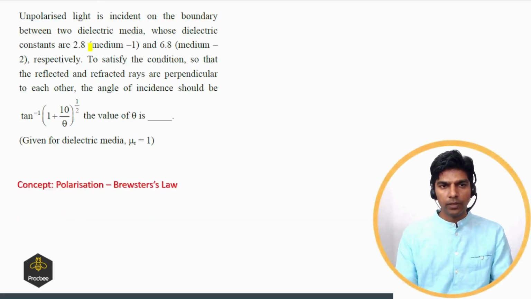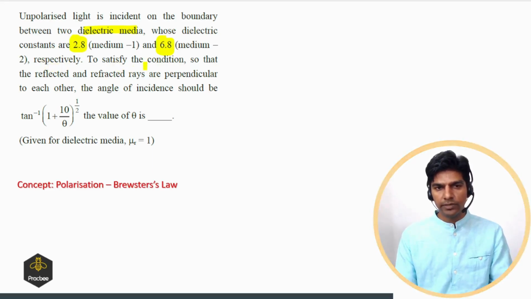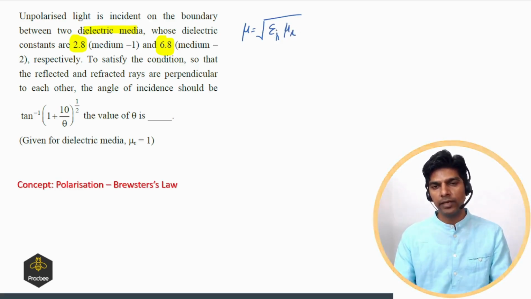Now let us see this question. Unpolarized light is incident on the boundary between two dielectric media whose dielectric constants are 2.8 and 6.8 respectively, to satisfy the condition so that the reflected and the refracted rays are perpendicular to each other. The angle of incidence should be, right, so this angle should be the polarizing angle, right? And they have given the dielectric constant, and the refractive index is given as root of epsilon r times mu r, where mu r is the relative permeability and epsilon r is the relative permittivity or dielectric constant.